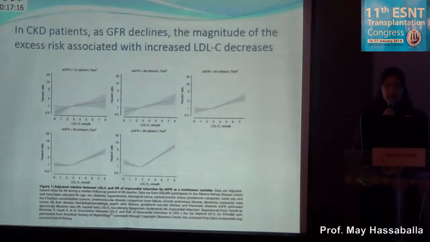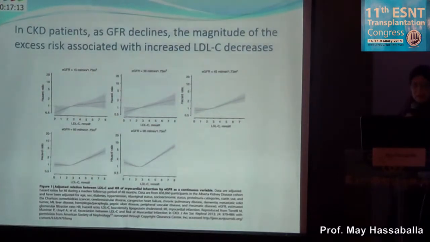And why is that? This shows you the relation between the hazard ratio for myocardial infarction and the LDL cholesterol level, at different degrees of GFR. If you look here, at a GFR of 90 milliliters per minute, the relation is more steep, meaning that with an increase in LDL cholesterol, you have a higher increase in the risk for myocardial infarction, and this decreases as the GFR declines.